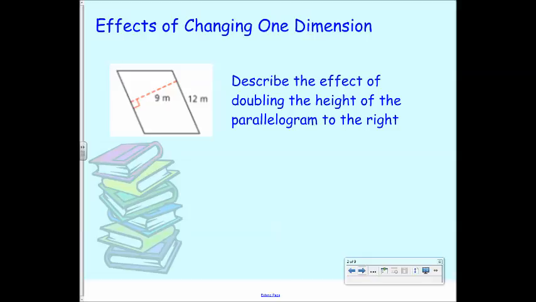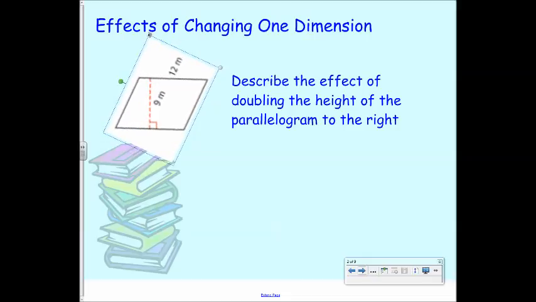The height of the parallelogram is 9 because it's perpendicular to the base. It's actually kind of turned like this, so that might make it a little bit more obvious that 9 is the height. That's not perfect, I didn't turn it quite the right way. But the height is 9 and the base is what? 12. So how would you find the area of this figure? Base times height. What's 9 times 12? 108. So the area originally is 108 meters squared.